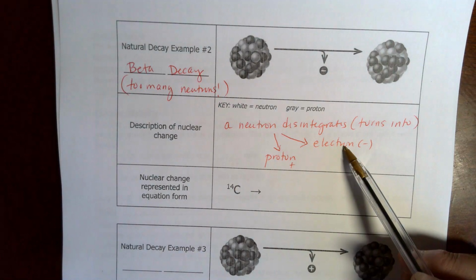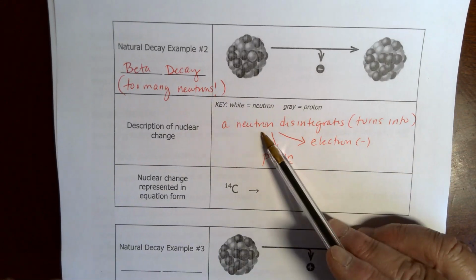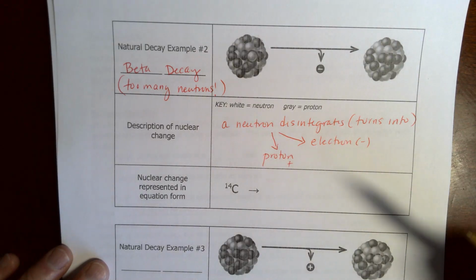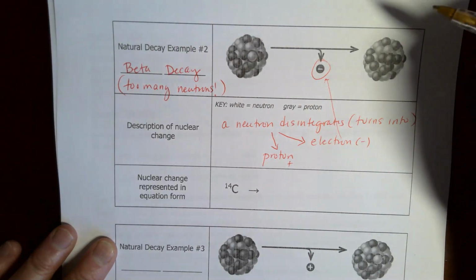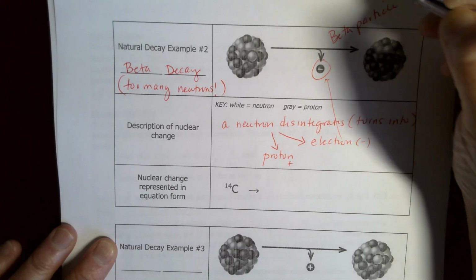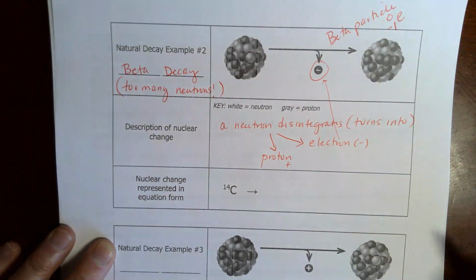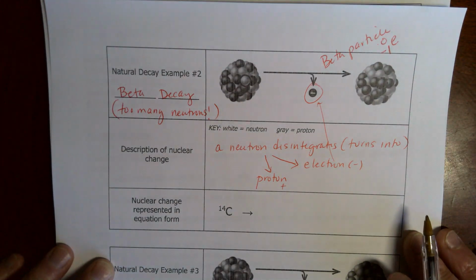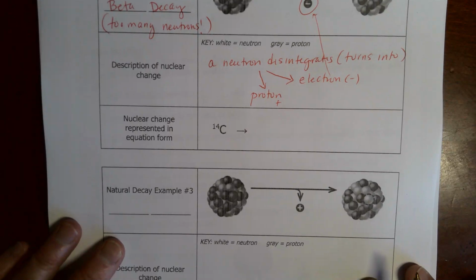But now this electron is not an electron that was orbiting around the nucleus. This electron's source is the original neutron. Okay. And so this electron is what we call the beta particle. We usually symbolize it as having a mass of 0 and a charge of -1, and we'll symbolize it with an E for electron. So let's see what that looks like in equation form.